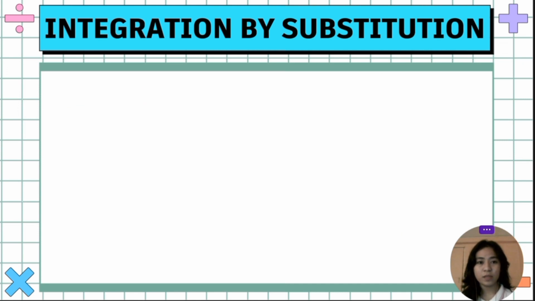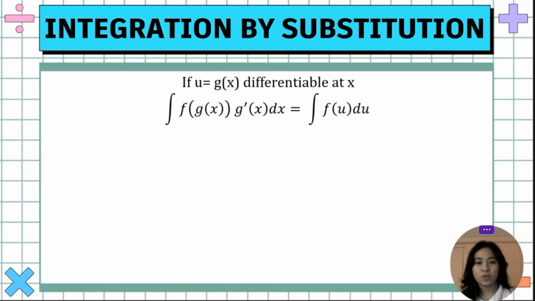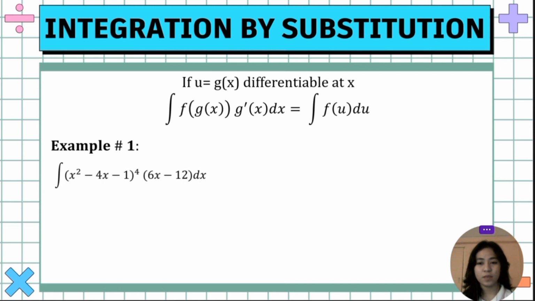Now, we will tackle integration by substitution. If u is equal to g of x, differentiable of x, we use this formula. Example 1. The integral of the quantity of x squared minus 4x minus 1 raised to the 4th power times the quantity of 6x minus 12 dx.